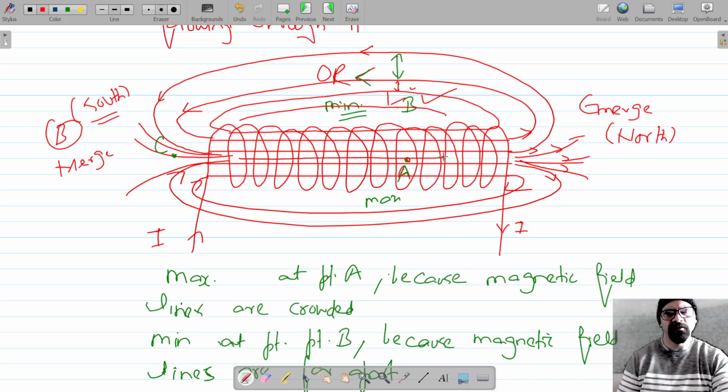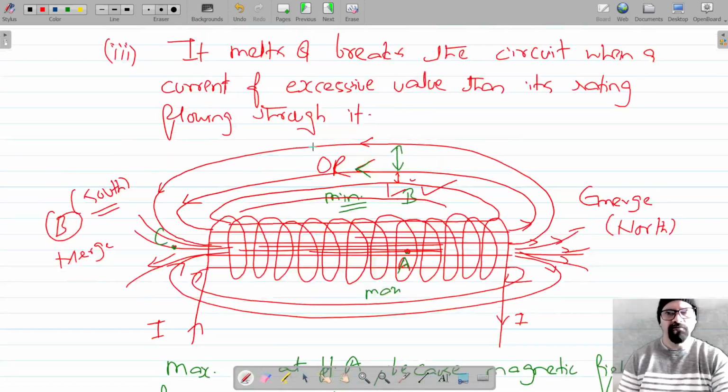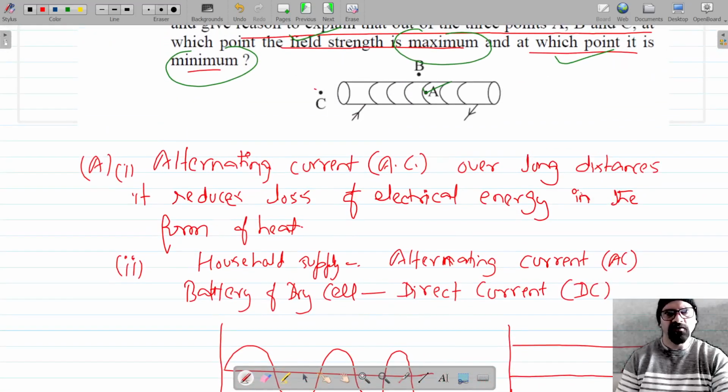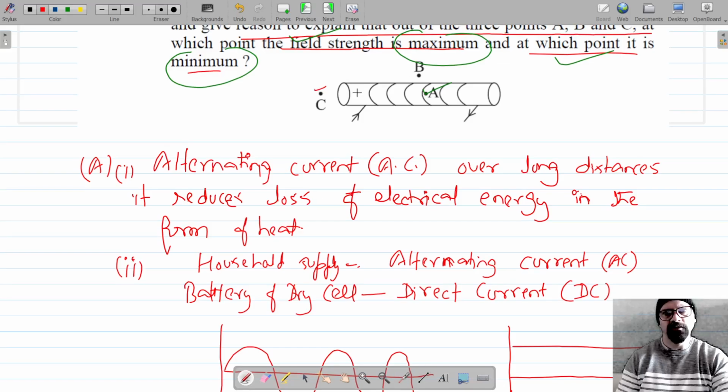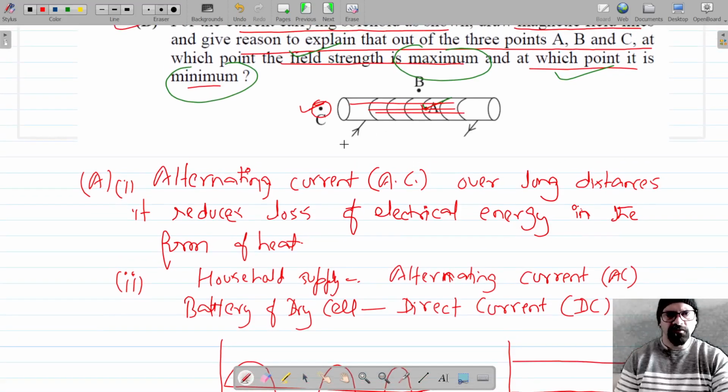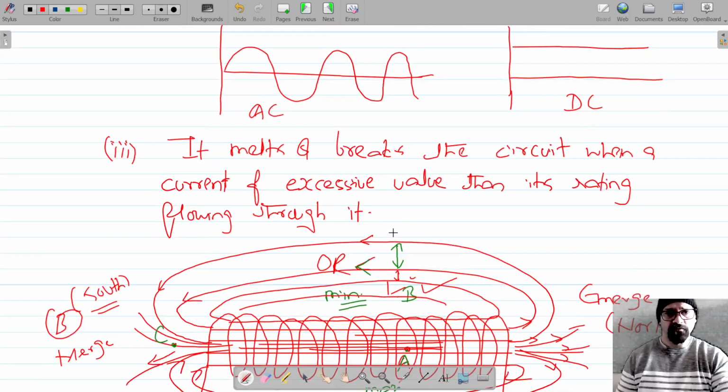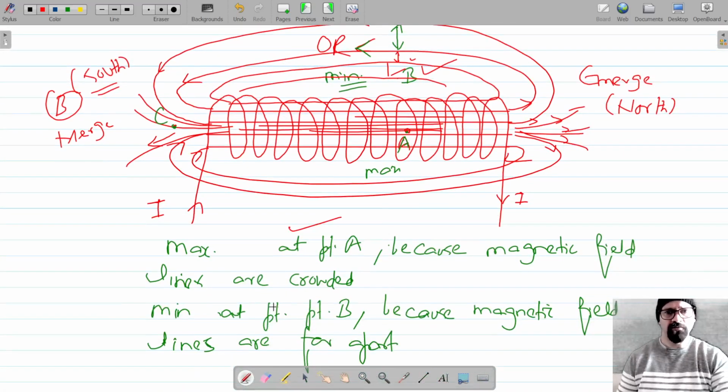It's maximum here because the field lines will be crowded here, and C is a point just away from the pole. So this is away from the pole. There will be some magnetic field strength here, but the maximum would be here because the magnetic field lines are more crowded here. And this is the direction of the current given to the solenoid, because these are the turns of the solenoid. Okay, so maximum is at point A and minimum is at point B.